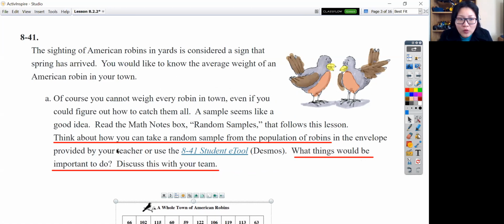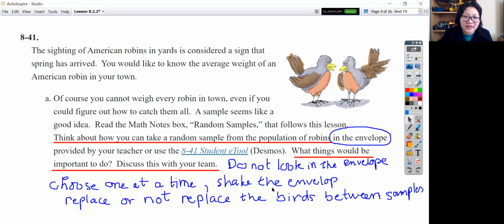What things would be important to do? How can you take a random sample from the population of robins in the envelope provided by the teacher? So let's say this is the one. Discuss with your team. You do not have your team members. So let's look over the answer from my former students from last year. Okay, this is the answer. Do not look in the envelope. Choose one at a time. Shake the envelope. Replace or not replace the birds between samples.